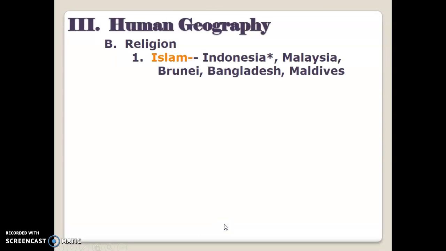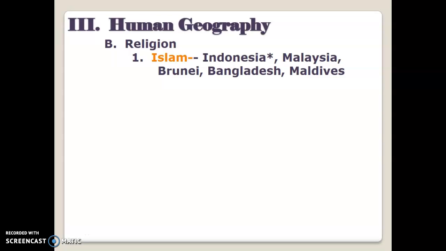Religion. I already mentioned that China didn't really have freedom of religion, but there are several religions that flourish in this part of the world. Islam is going to be orange on my map, so you might want to write that down or color code it. And the countries that practice Islam in this part of the world are Indonesia, Malaysia, Brunei, Bangladesh, and the Maldives.